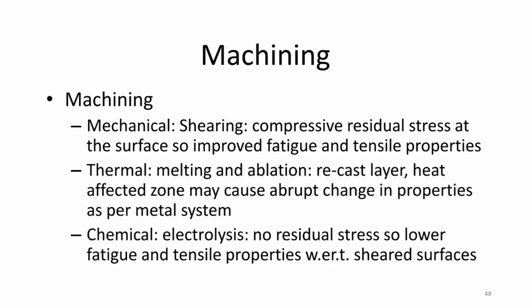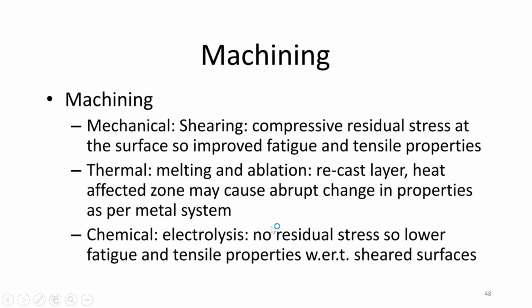Next is machining. If you are removing some layer from the surface of your material, you can do it mechanically, thermally or chemically. All these will give you different final properties. In case of mechanical, using shearing, you will be providing some compressive residual stresses, so it will give you improved fatigue and tensile properties. In case of thermal, you will have a recast layer, so it will give you a heat affected zone, which can change its properties based on metal system.